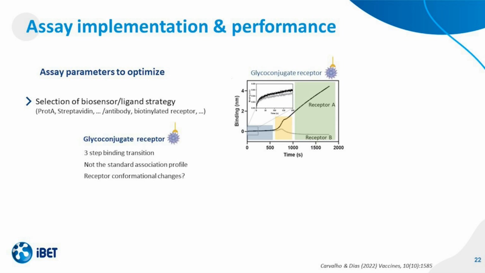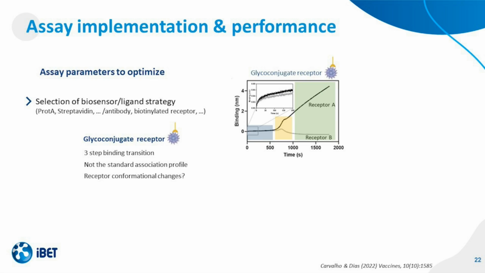In this case, looking at the example of the glycoconjugate receptor, we can observe that we have different profiles depending on the strategy that we are using. For the case of the receptors, we have a binding profile presenting a three-step binding transition, as you have here highlighted in blue, yellow, and green.